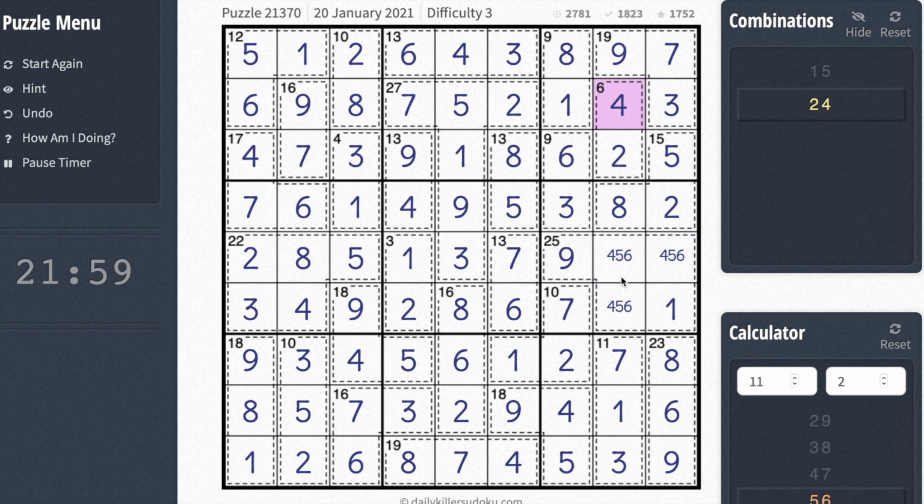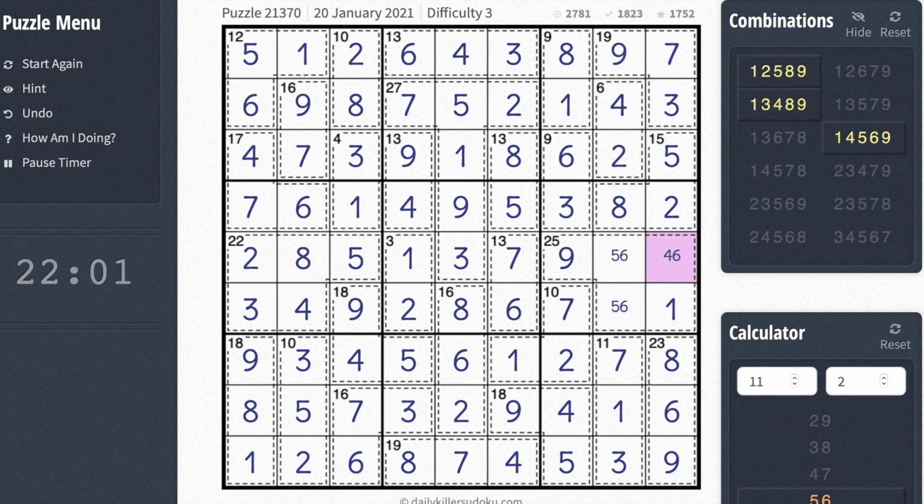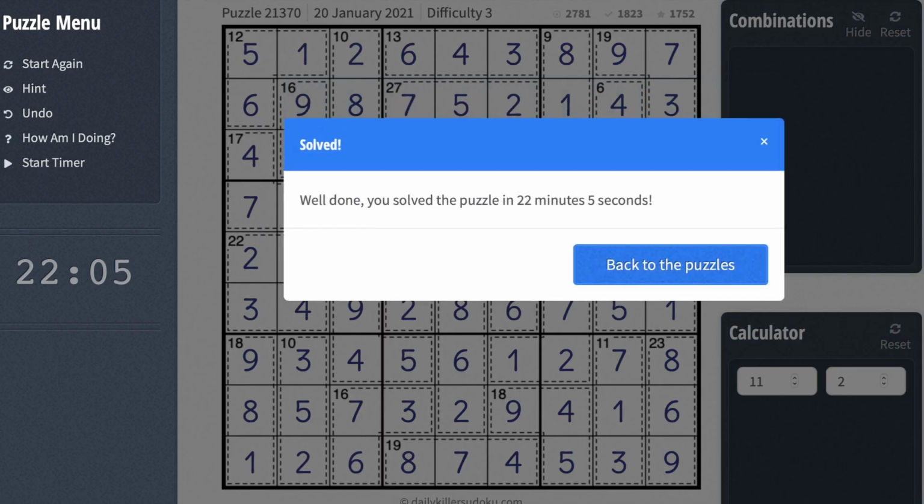Very good. There's a 4 here, so we can knock out both of those 4s, putting a 4 in this cell. 5 knocks that out, 6 there. And we've solved it.